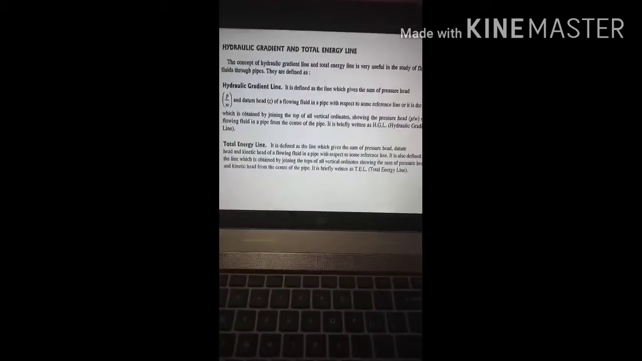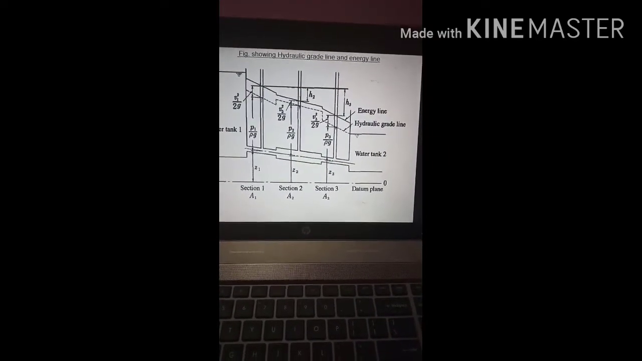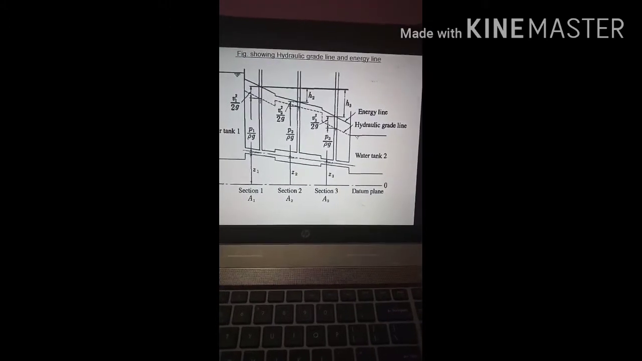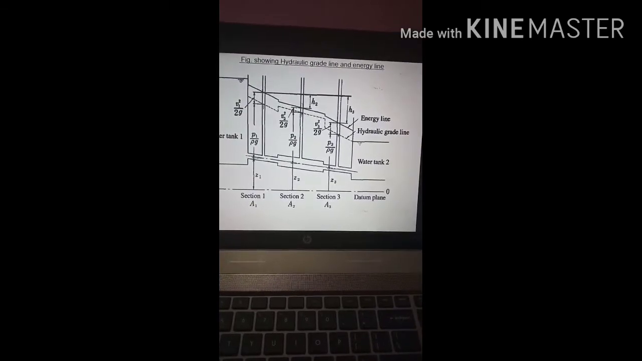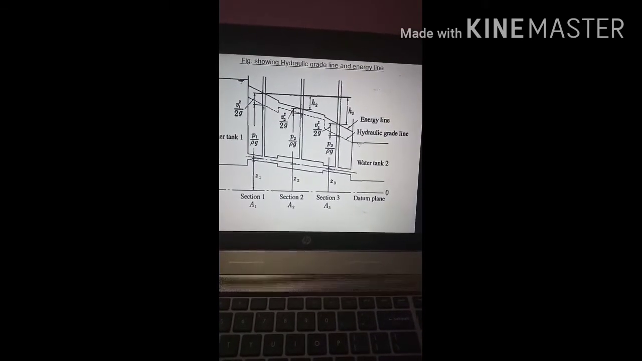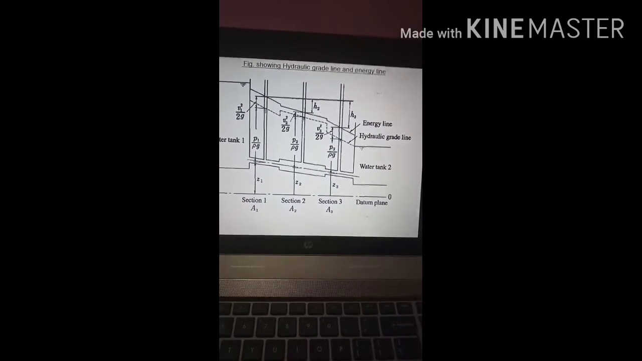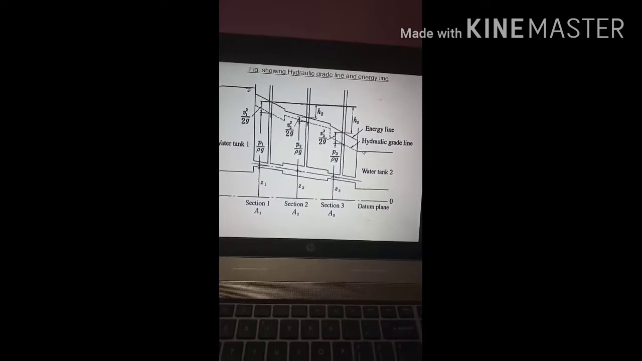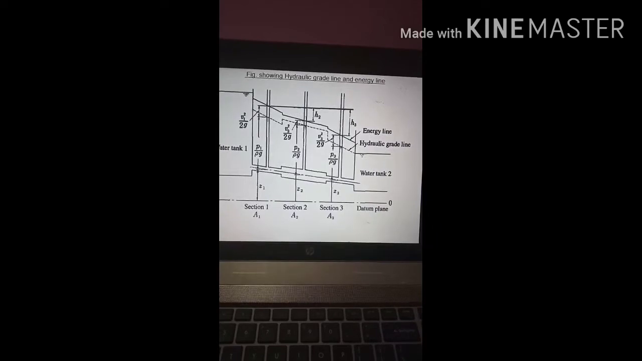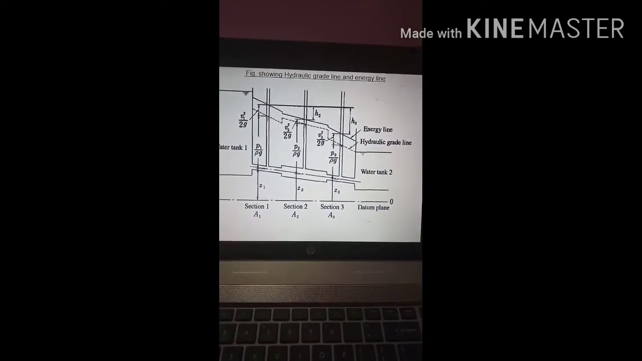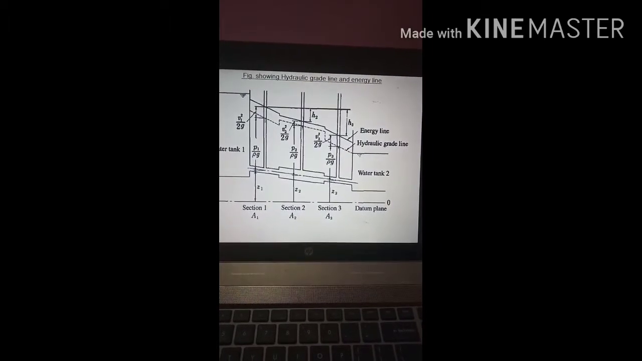The things will be very clear from this figure. If you see the figure, there are three terms shown above the datum line. Above the datum plane there is Z1, P1 by rho g, and V1 square by 2g for section 1. So Z1 is datum energy, P1 by rho g is the pressure energy, V1 square by 2g is the kinetic energy for section 1. For section 2, for the second pipe, you will see Z2, P2 by rho g and V2 square by 2g. For section 3, Z3, P3 by rho g and V3 square by 2g.